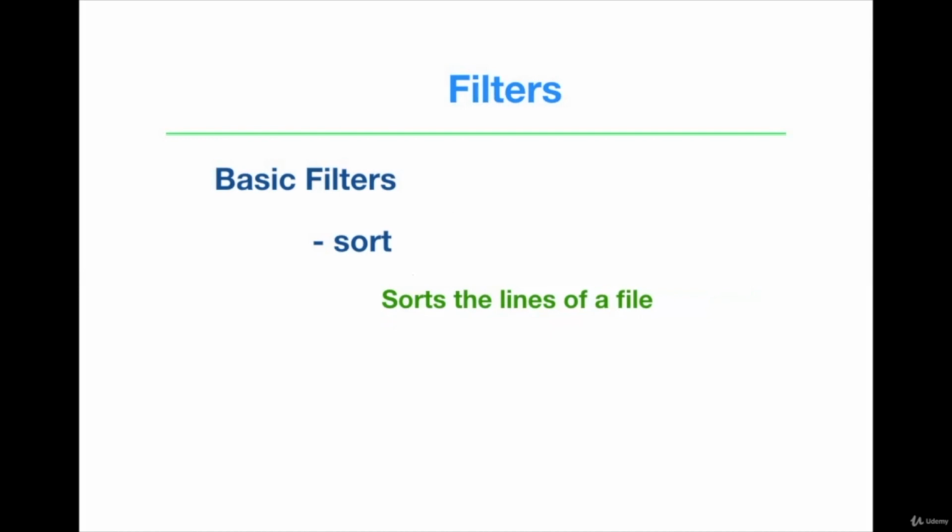Here comes one of the basic filters called sort. It sorts the lines of a file. There are different criteria on the basis of which the sorting happens. We'll see all of them. Let's move on to our terminal.